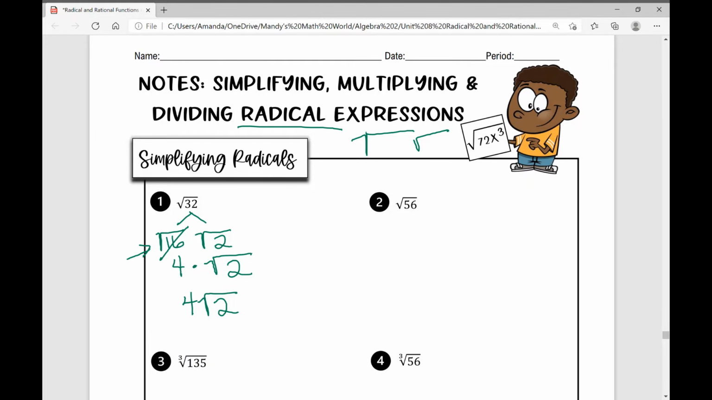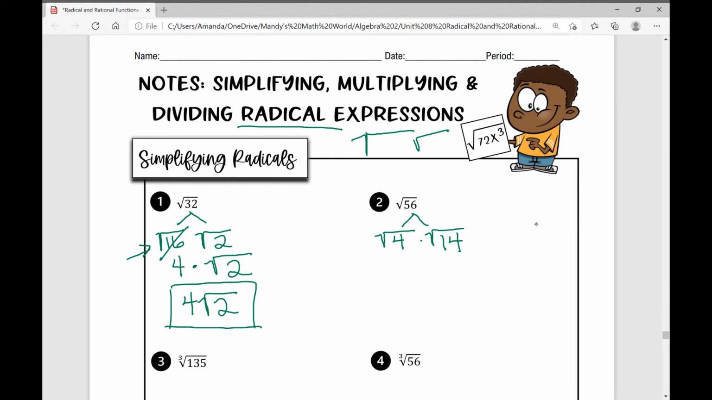So now let's move on to number 2, the square root of 56. What's the biggest perfect square that goes into 56? It's just 4. 4 times what is 56? 4 times 14. So I'm going to rewrite the square root of 56 as the square root of 4 times the square root of 14.